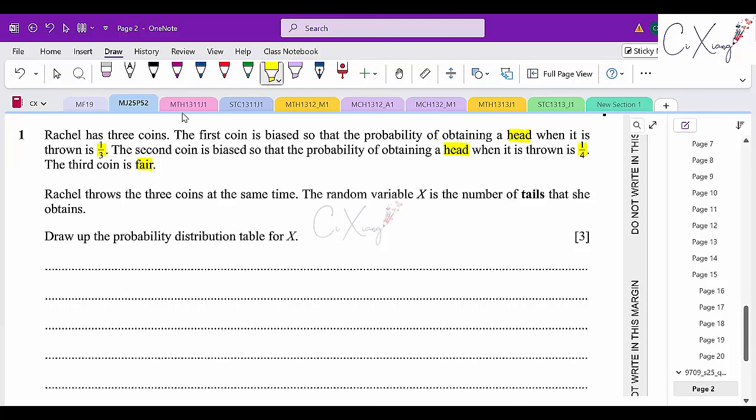Then Rachel throws the 3 coins at the same time. X is the number of tails that she obtains. Draw up a probability distribution table for X.